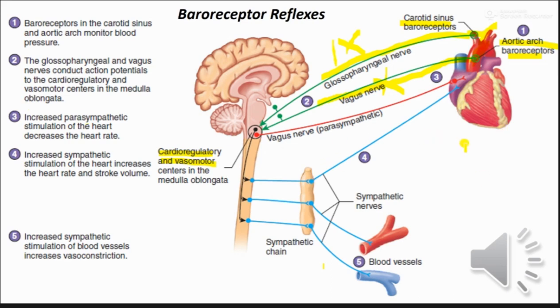So with increased pressure, when you have high BP, your vessel walls will be stretched. When they are stretched, the frequency of action potentials will be increased. They will send it to the vasomotor centers, and then, of course, there will be decreased sympathetic and increased parasympathetic stimulation. And if there is decreased BP, on the other hand, the action potentials will be decreased again, and then there will be increased sympathetic stimulation and decreased parasympathetic.